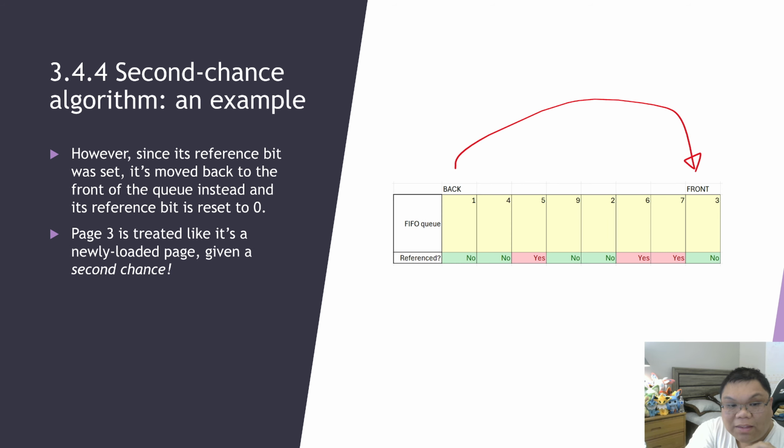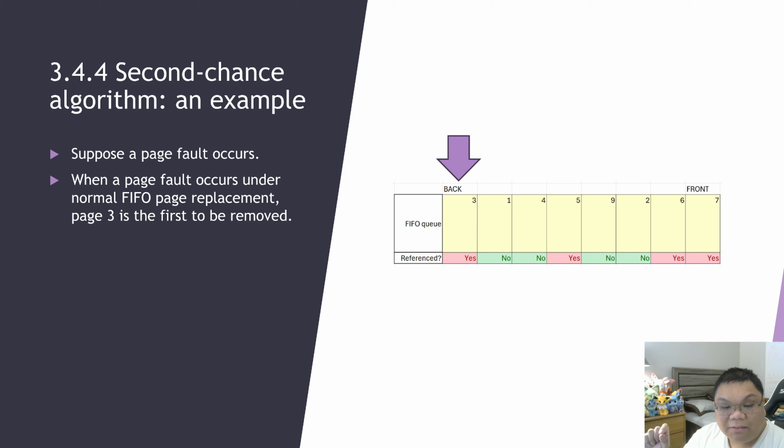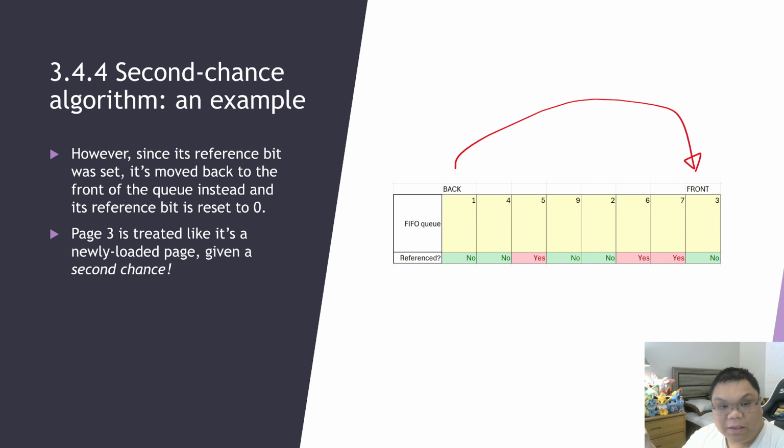We take the page whose reference bit was 1 from the back and put it at the front of the queue. We have given page 3 a second chance, hence the name second chance algorithm. We treat page 3 as a newly loaded page. If we have a page at the back of the queue with a reference bit set to 1, that page is likely to be a page that is frequently being used. So we move it to the front of the queue and reset its reference bit to 0. We've given that page a second chance. It doesn't have to be unloaded again.